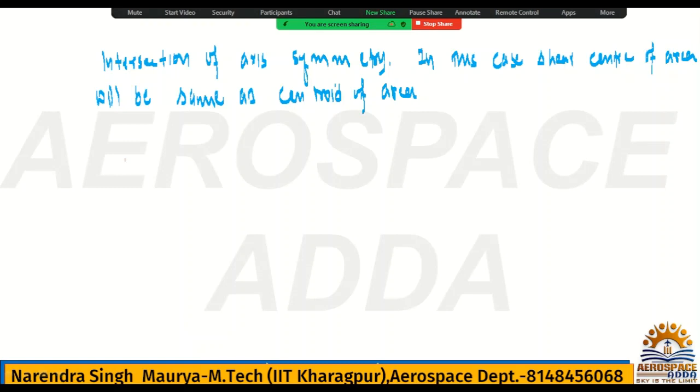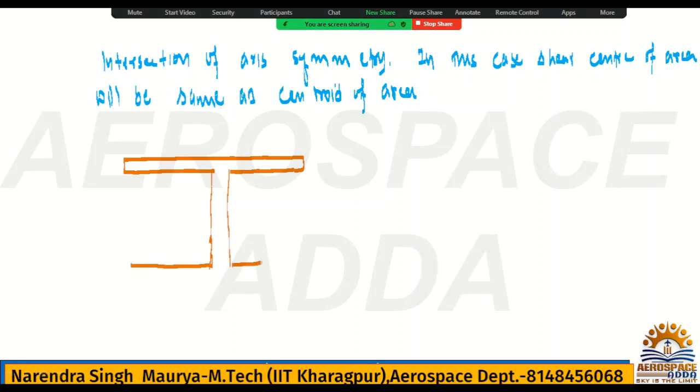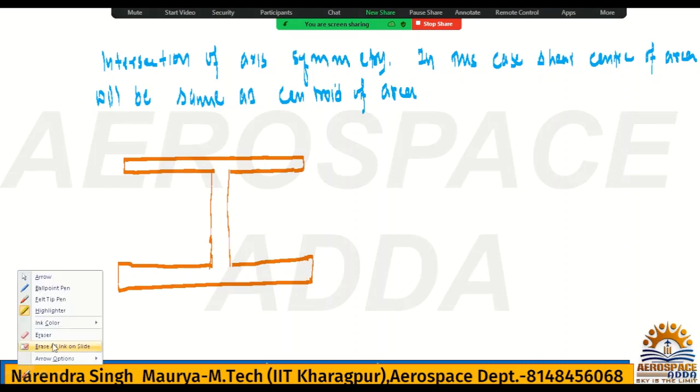If it is symmetric about both axes means what? See, if you talk about this structural member, so I must say this is symmetric about both. So symmetric about both means what? X and Y axis. Please draw a proper diagram. I'm not able to do that. So, one more try.